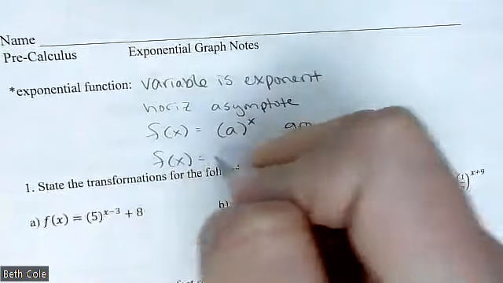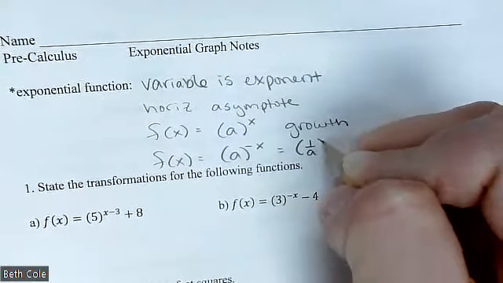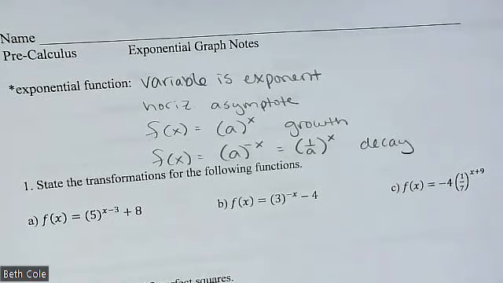Or you can have it be a to the negative x, which can also be written as a fraction. We're going to talk about negative exponents a lot in just a minute to make sure we all understand that. And that would be called exponential decay, which means the graph is going down instead of up. I'm going to guess that most of you have taken chemistry or are currently in chemistry. It's usually radioactive decay, where you have an element and over time it breaks down and you have less and less of it. That's where your math and your science sort of overlap.